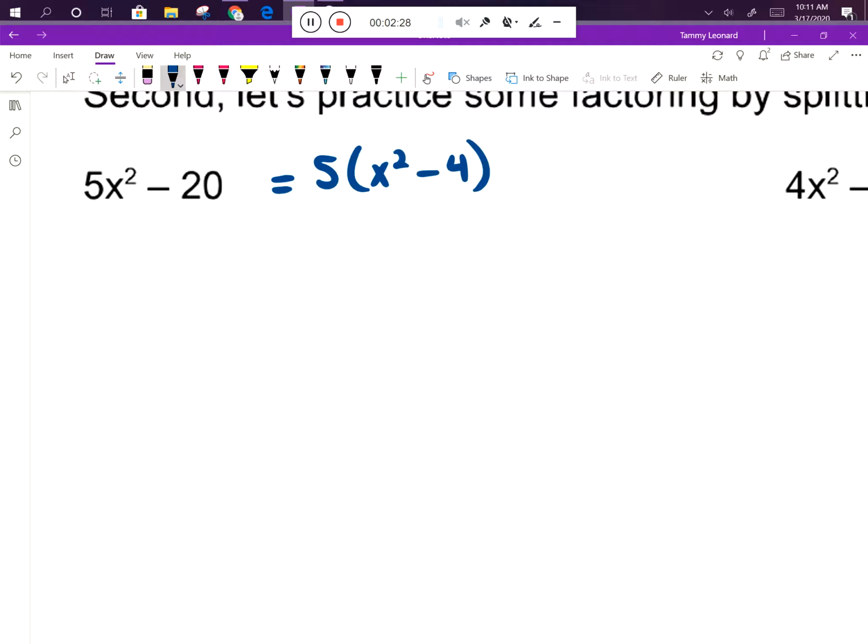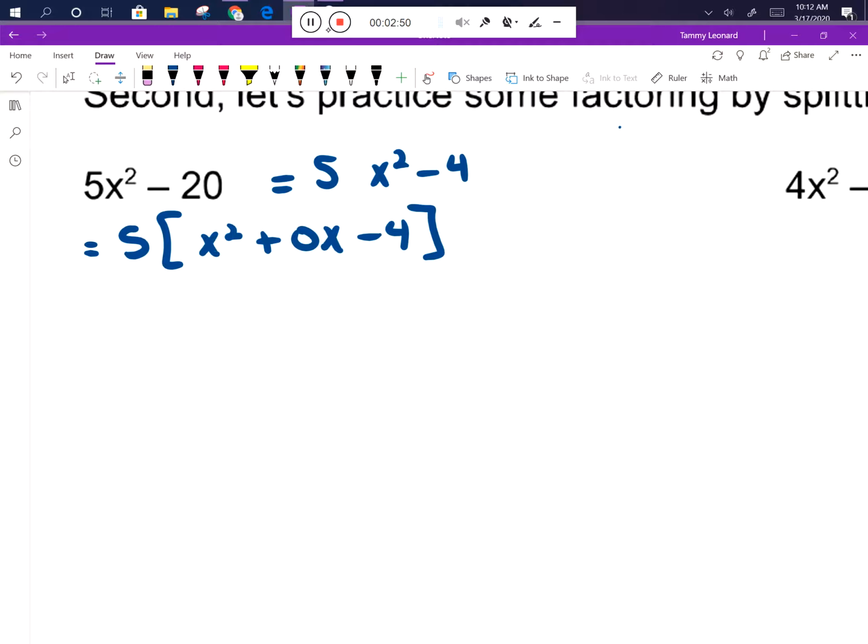Then it's time to solve the puzzle. Oh wait, it's not time to solve the puzzle. I only have 2 terms. We need 3 terms in order to do that. Okay, so I'm going to take that 5 and leave it on the outside of some big brackets. And I'm going to put that plus 0x in the middle, because it's pretty hard to split the middle term if you don't have a middle term. Those should have been big brackets, so I'm just fixing them. So now I can solve the puzzle.